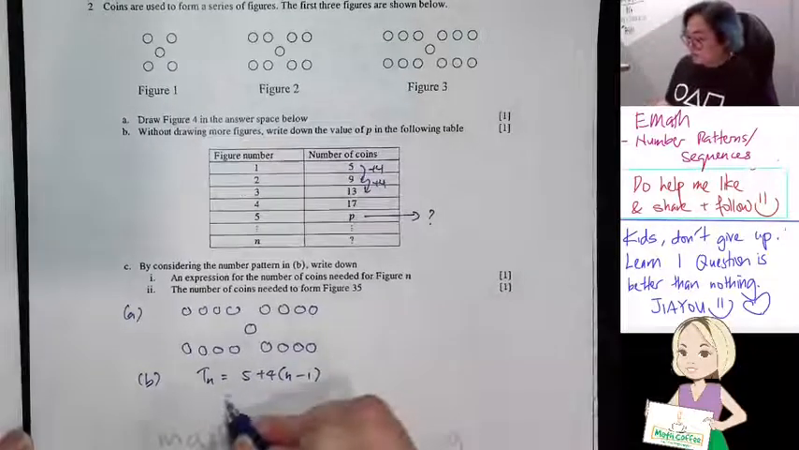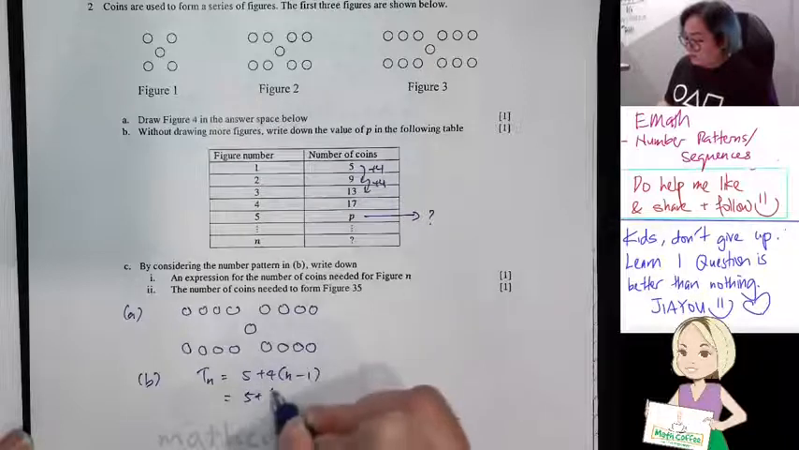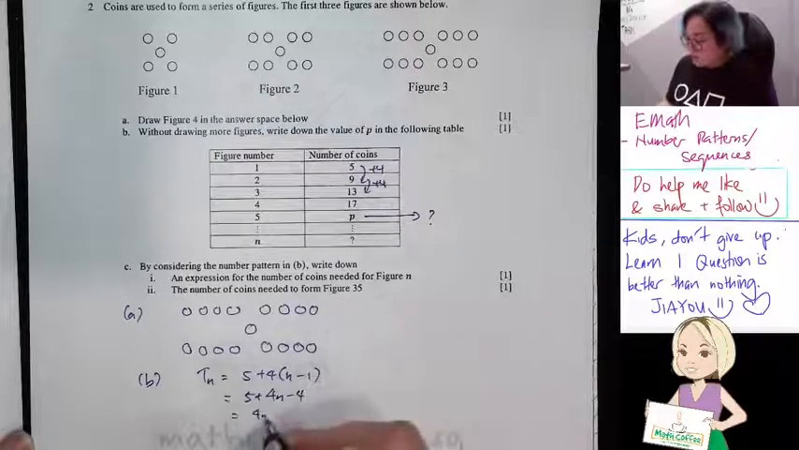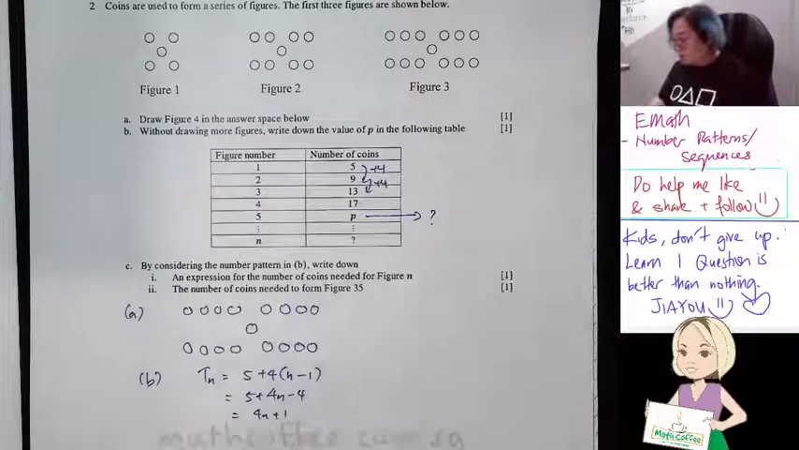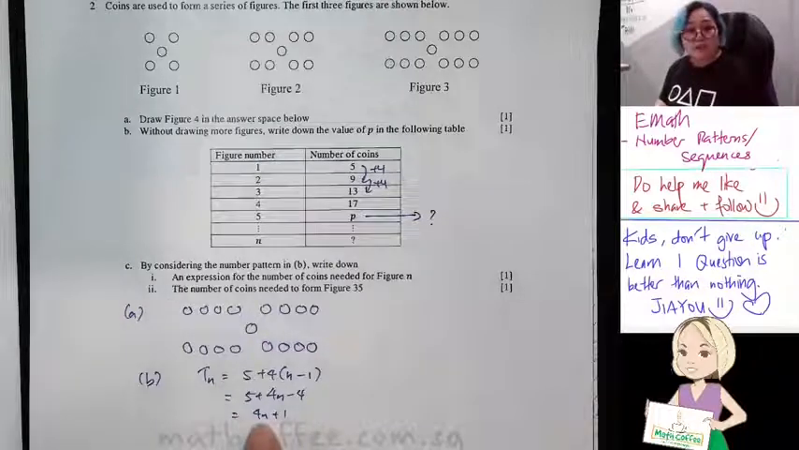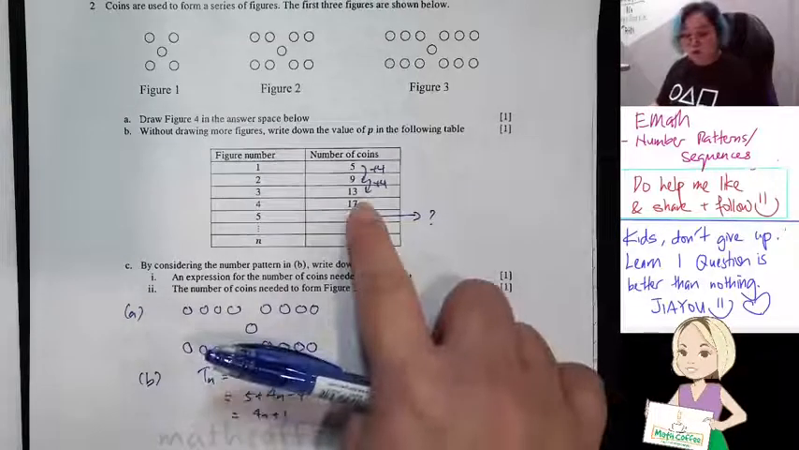Okay, then after that, simplify it. So 5 plus 4n minus 4, and we will have 4n plus 1. And just to double check, usually I just test with the T4. Okay, so 4 times 4 is 16, 16 plus 1 is 17, which is, we are correct.